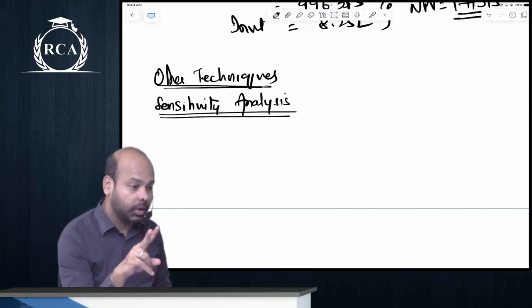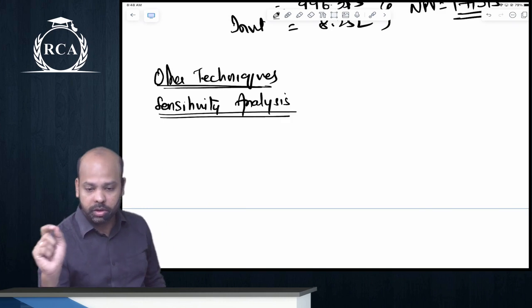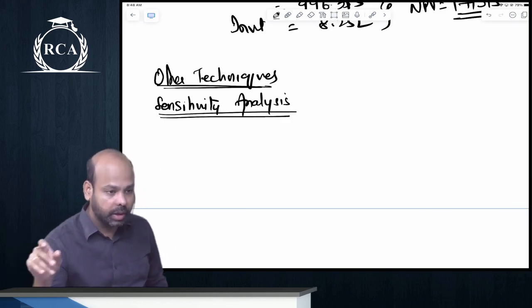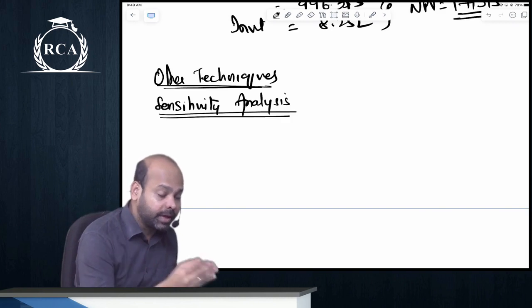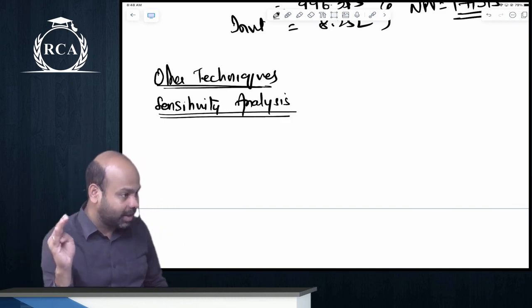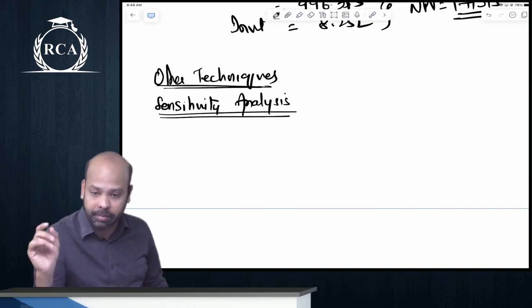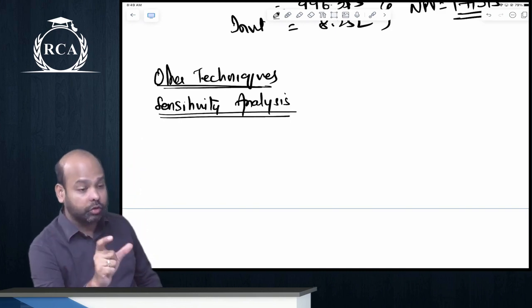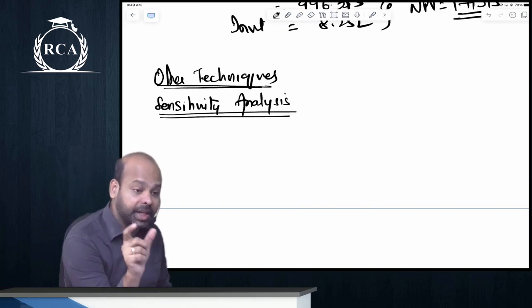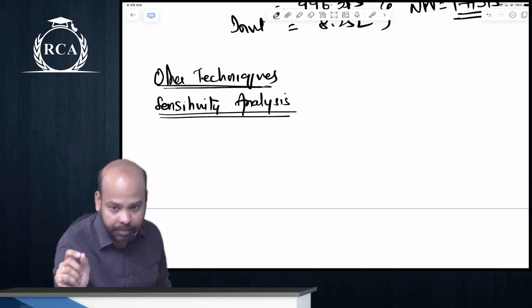But coming back, two approaches. First approach, you will take every factor, change it by a constant percentage. I reduce my selling price by 10%, I increase my variable cost by 10%, I reduce my sales volume by 10%, and then see, guys, because of this, what is the impact on my NPV? This is changing every variable by a constant percentage.